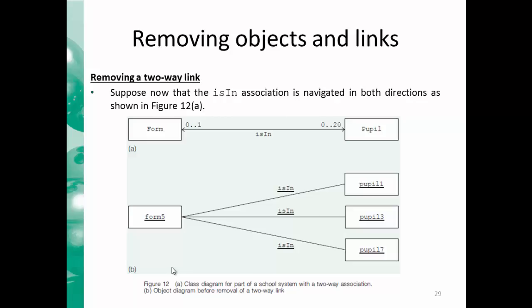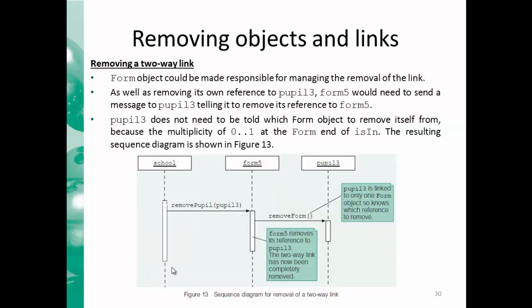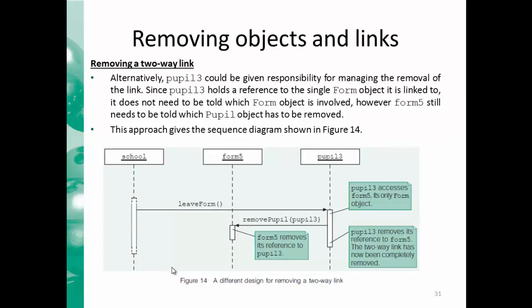In this class diagram, we find something different. We find that the navigation is on both sides, at the pupil side and at the form side. In that case, removing the reference from the form class or form object will not be enough. There will still be the link in the other direction in pupil 3. So we need another message to remove the reference in form 5 for pupil 3, and the other way around.